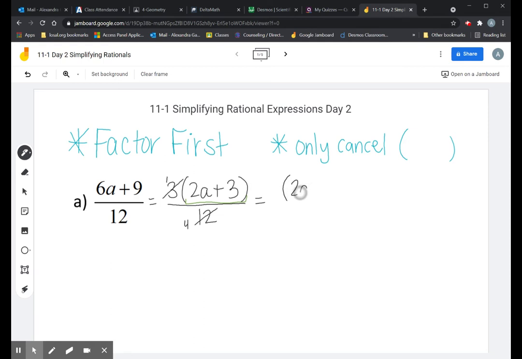So this 2a plus 3, still in the parentheses, does not have anything in common with that 4 that's not a binomial. So I am done right here. So the 4 will not cancel with the 2 because everything in the parentheses should be in the denominator for me to cancel. So we'll look at that for our next example.